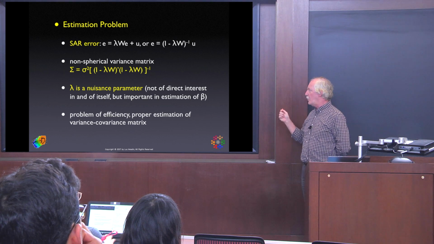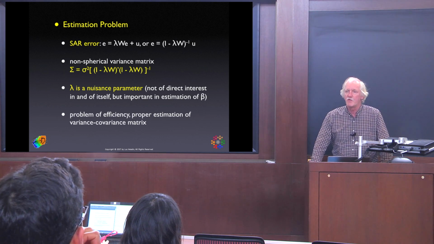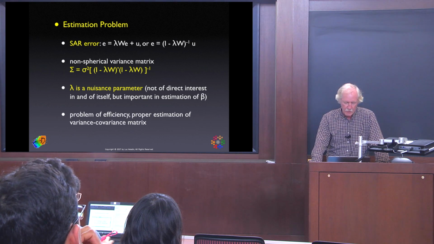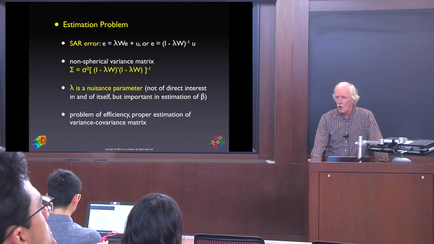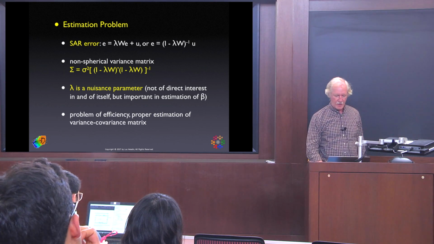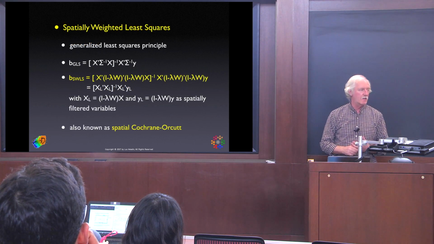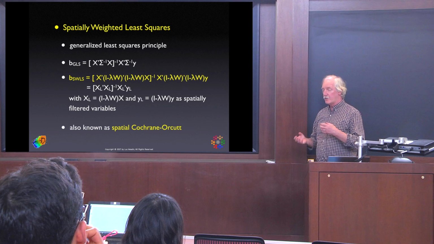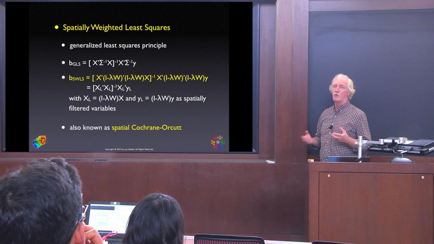And so in one approach, since the estimation problem is really a problem of efficiency, there are a number of estimation methods that we'll cover 2 weeks from now that don't even worry about inference for lambda. All they care about is to have a consistent estimate for lambda. And so that's a nuisance parameter perspective. And so then the upshot of this, and most of you should know this, is a special case of feasible generalized least squares estimation, and I call it spatially weighted least squares.